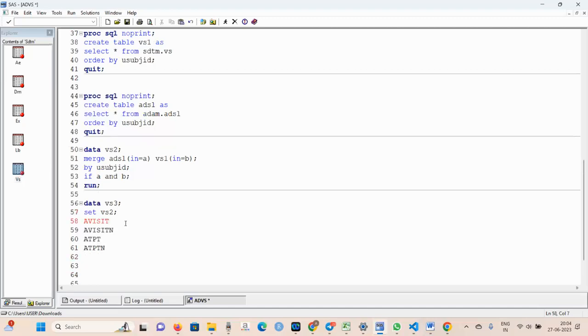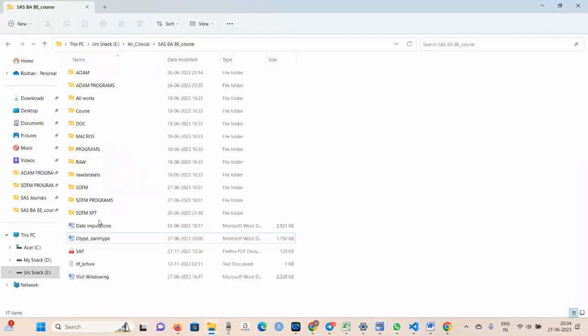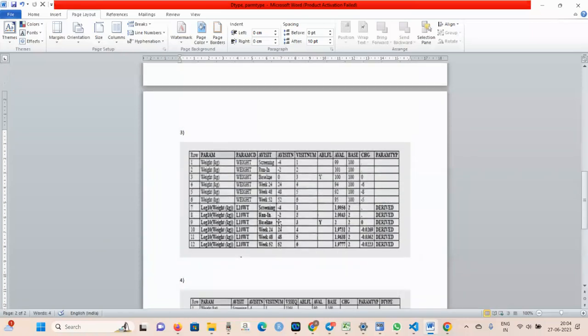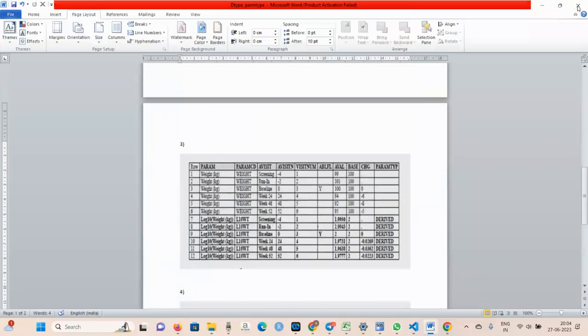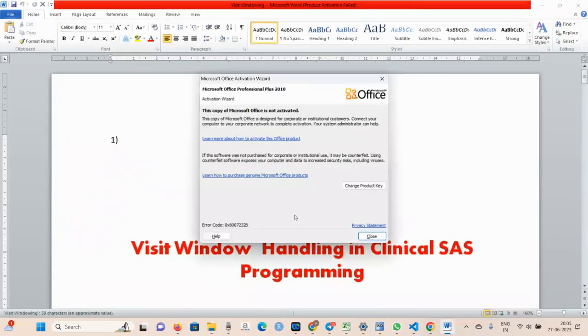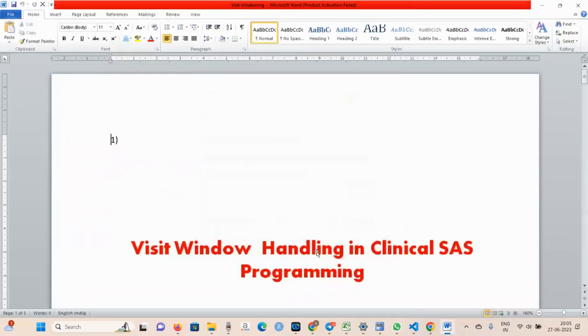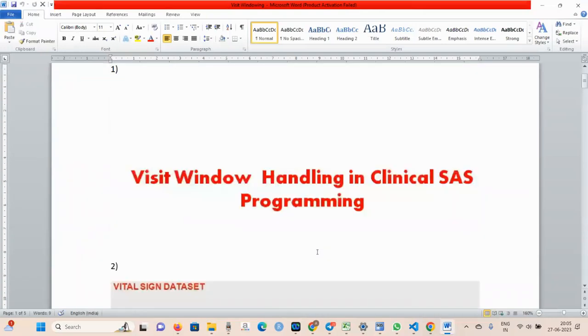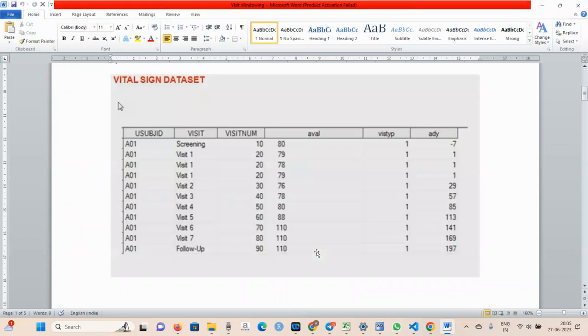Yesterday, have I mentioned the visit windowing concept, right? In the visit windowing handling in the clinical SAS, I will explain once we finish, but I'll just give a brief about this one, okay?